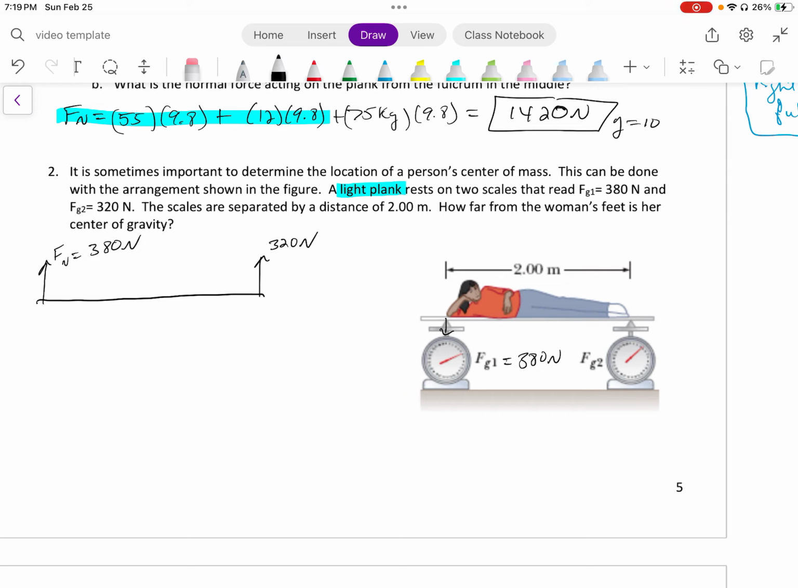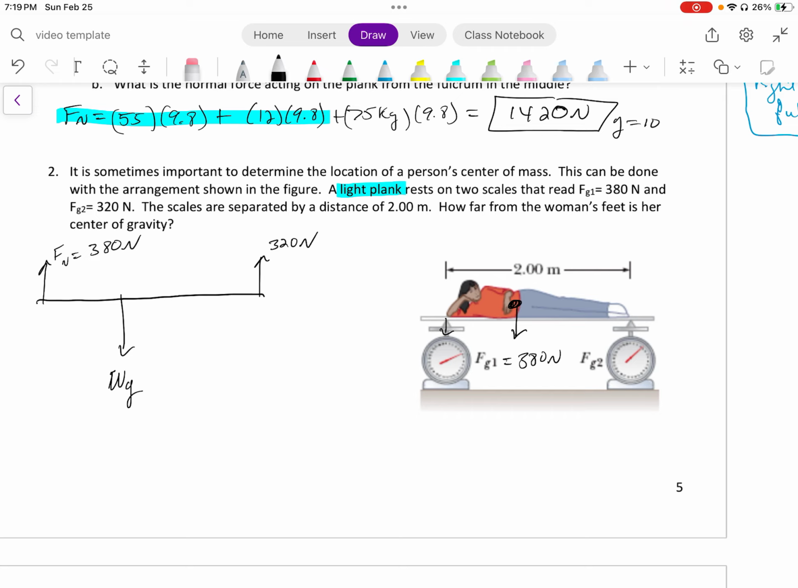Now, somewhere is the girl's center of mass, which is her weight, which is going to push downward on the plank. And so we'll put that somewhere here. We don't know where that is. That is the weight of the girl, which is the force of gravity acting on her. I have no idea where that is.